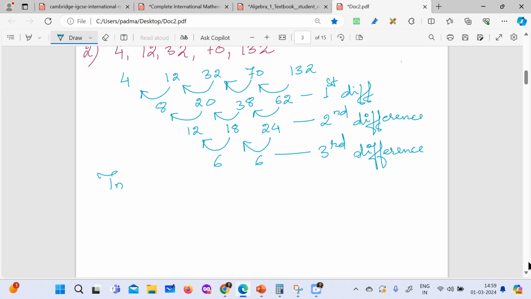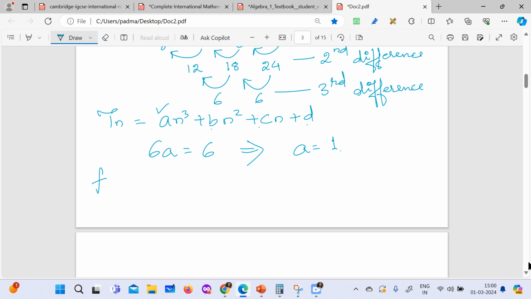Nth term equation: a n cube plus b n square plus c n plus d. Can you tell me what is the third difference? How is the third difference represented? 6a. Very good. And here our 6a value is 6. That gives me a is equal to 6 over 6, that is 1. So we got our value of a. Now we have to work for b, c and d.